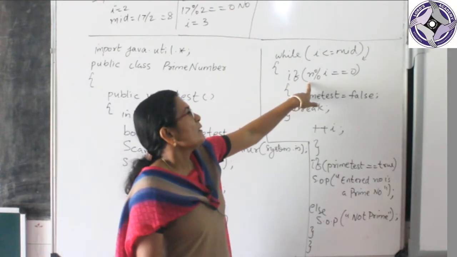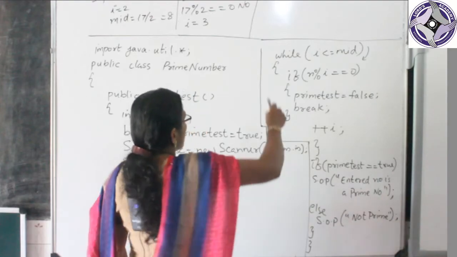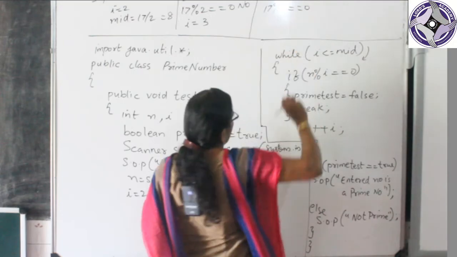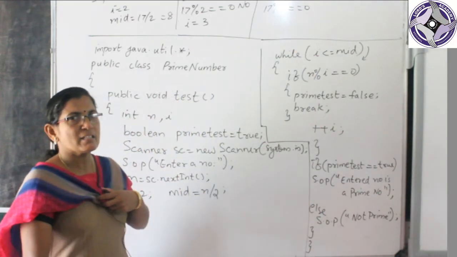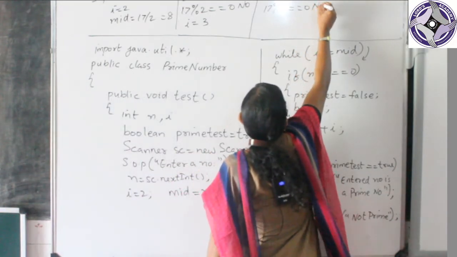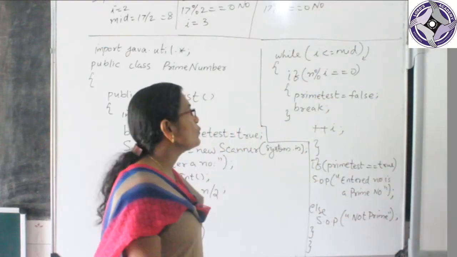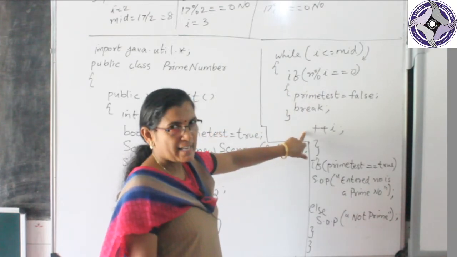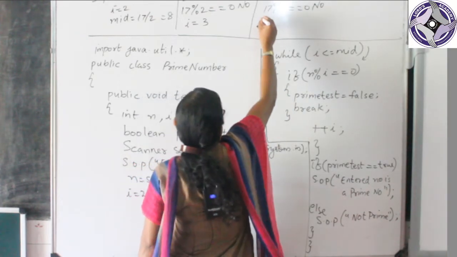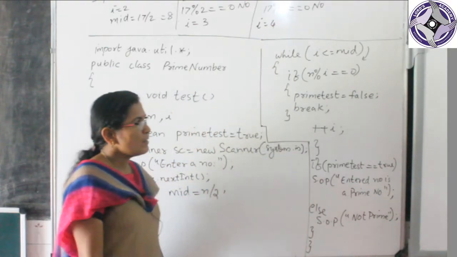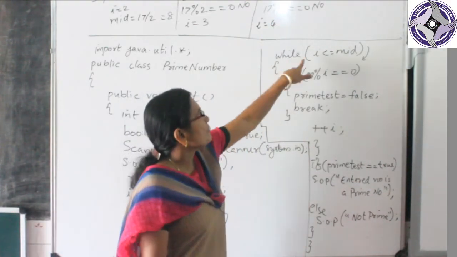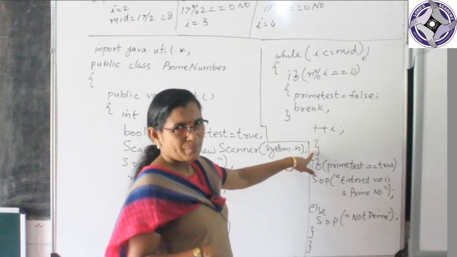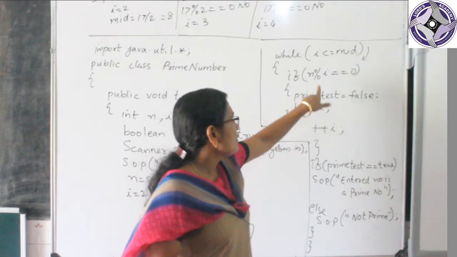Next step is 17 modulus 3 equal to 0. Is 17 divisible by 3? No, it's not divisible by 3. So the set of commands will not be executed. Plus plus I. I becomes 4. Control goes to the beginning of the while loop. This is the closing of the while loop.